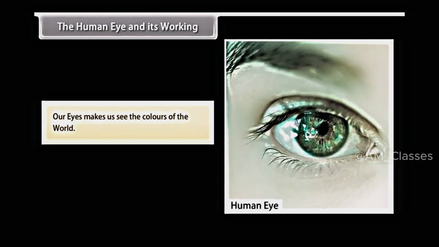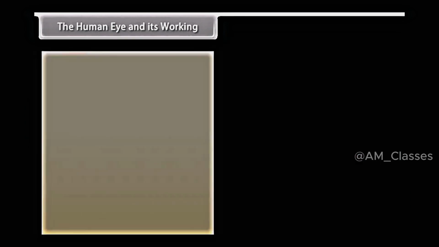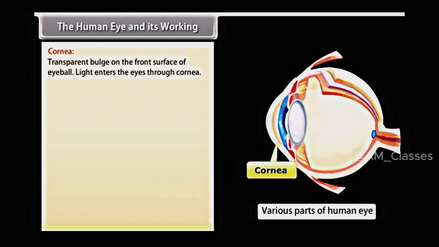the human eye and its working. Our eyes make us see the colors of the world. The human eye has a crystalline lens and it works like a camera. Various parts of the eye along with their functions are: Cornea. It is the transparent bulge on the front surface of the eyeball. Light enters the eyes through the cornea.